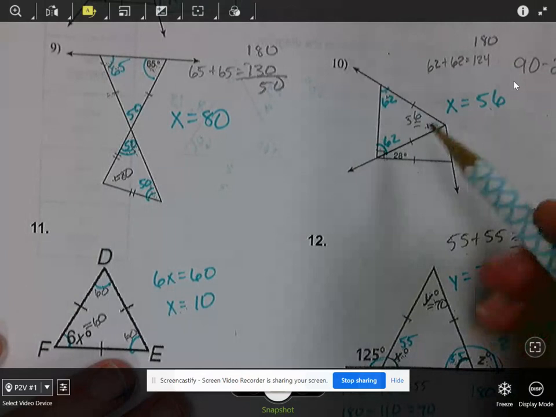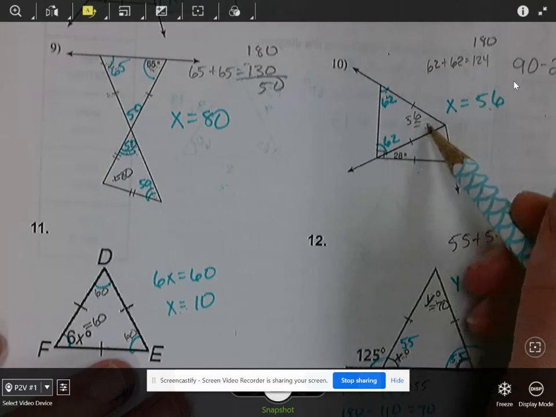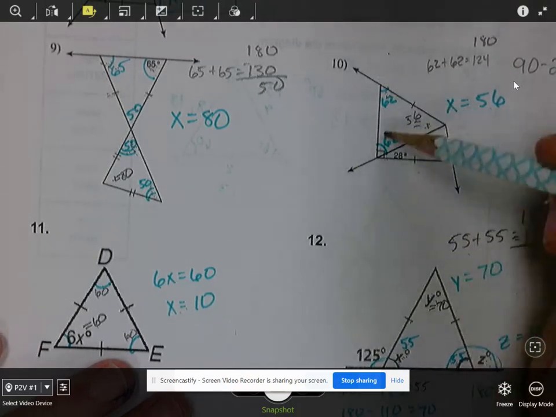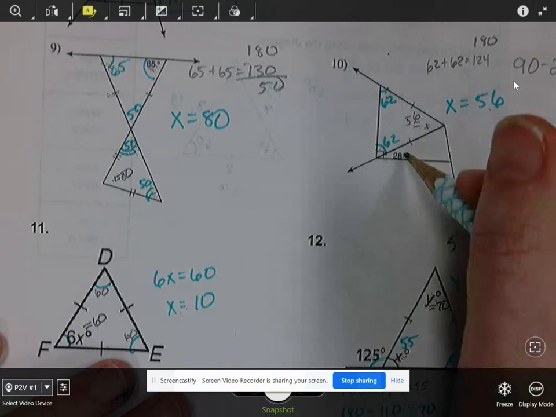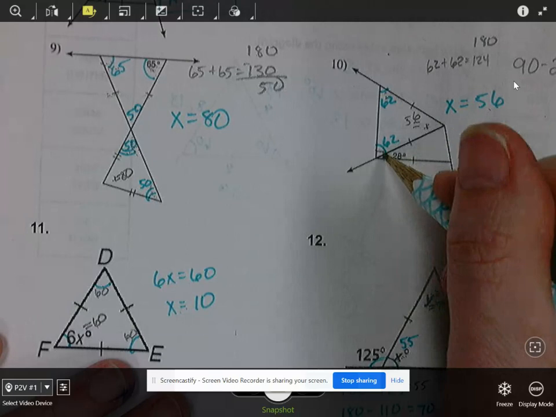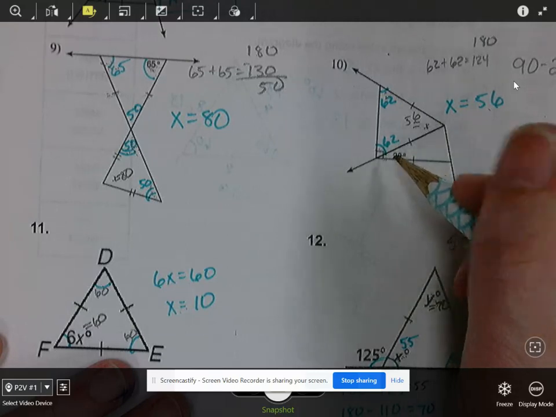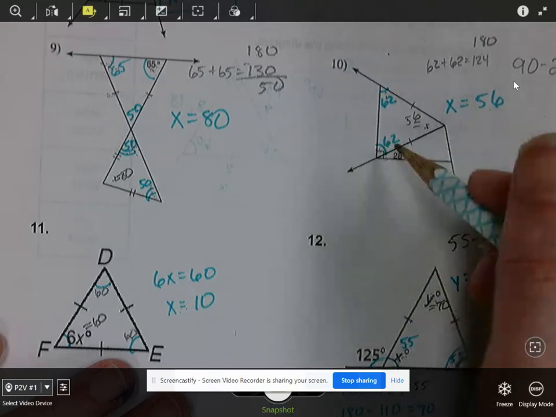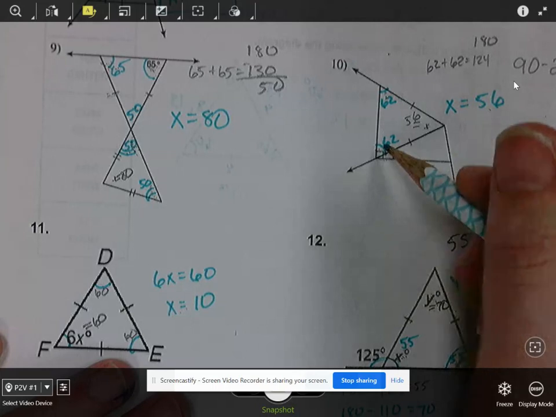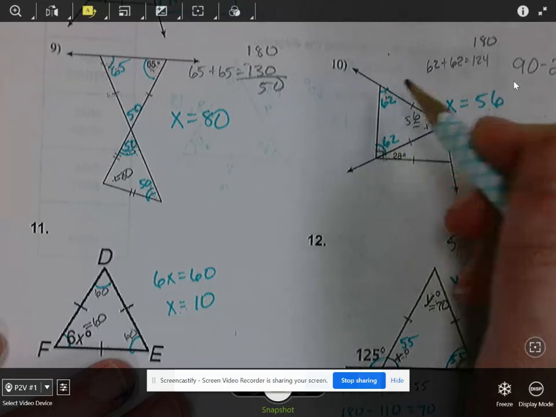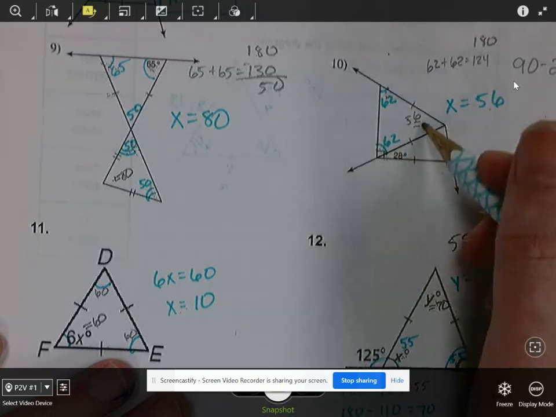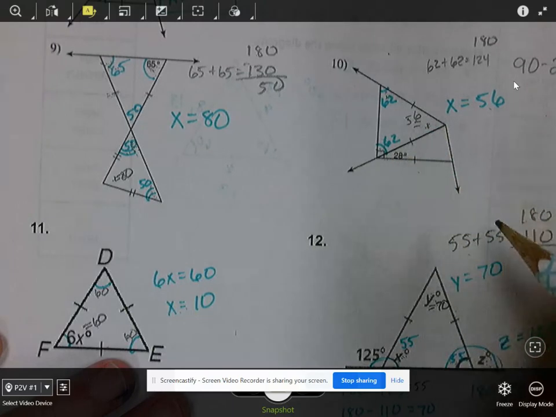Number 10, they want you to find X, which is a vertex angle, but they didn't give you any of the base angles. So you had to look at this triangle, which was 28 degrees on the vertex, and it makes up this right angle. So you had to do 90 minus 28, which is 62. So the base angle is 62. So this base angle is 62. And then you solve for this angle and get 56. So X equals 56.